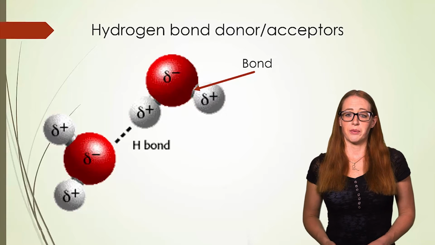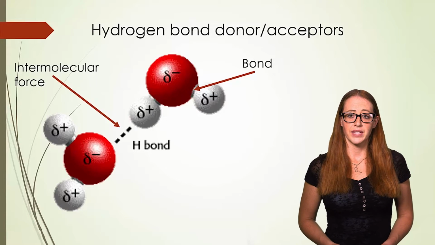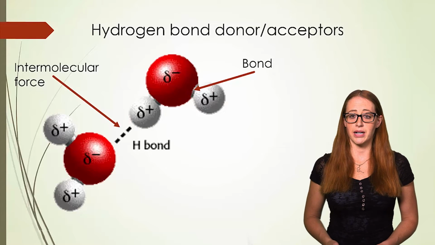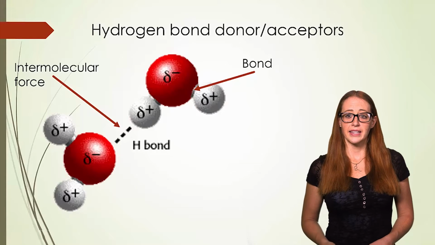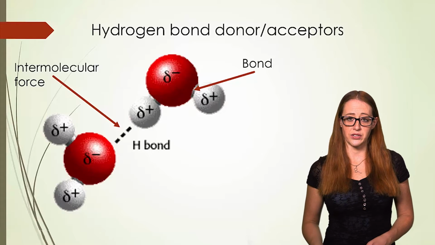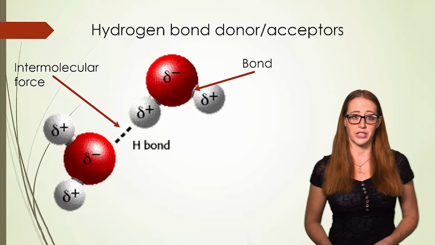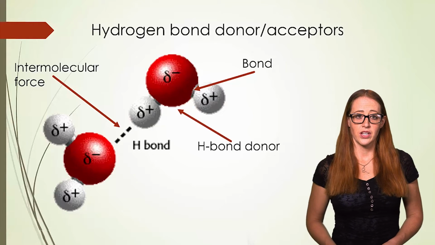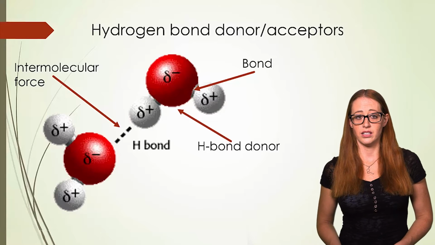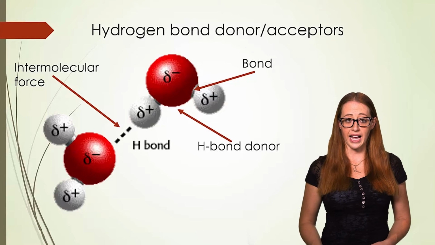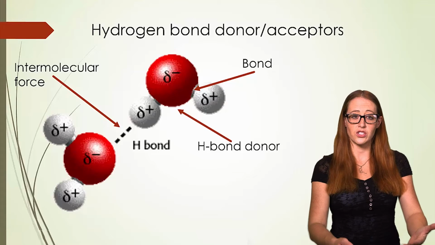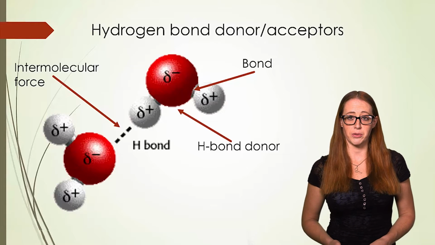There's one other thing that we need to talk about with hydrogen bonding, and that is the concept of a hydrogen bond donor and acceptor. The atom that is attached to the hydrogen, that is adding to the hydrogen bond, is the hydrogen bond donor. So in this picture that I have drawn, the oxygen, which is attached to the hydrogen that is donating it to the bond, is the H-bond donor.